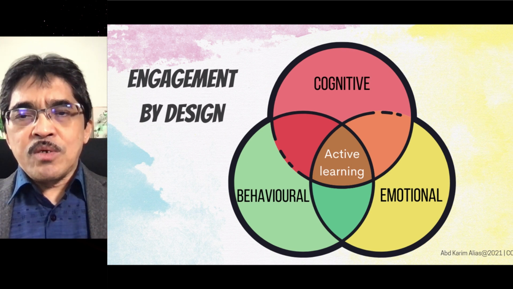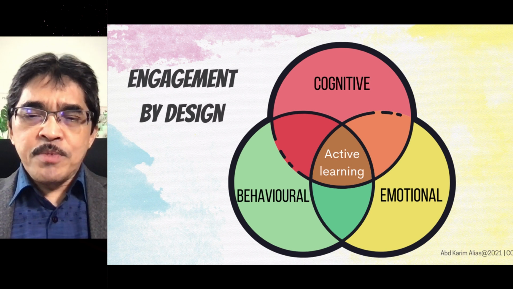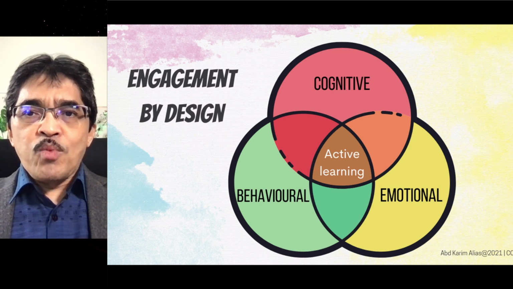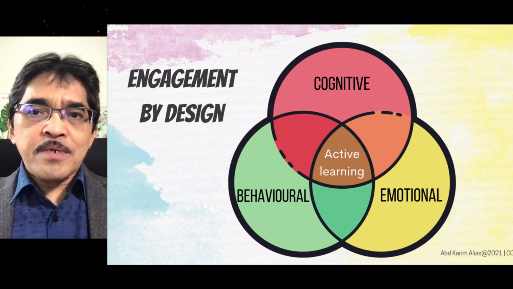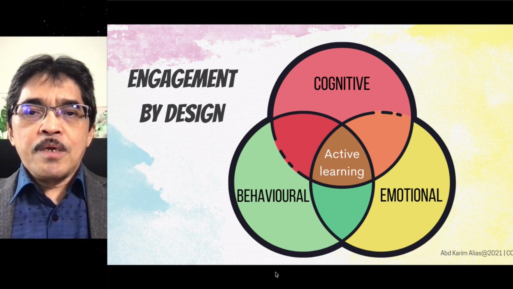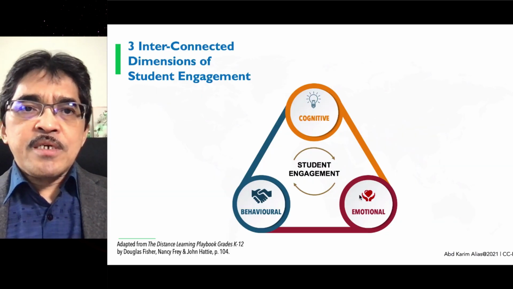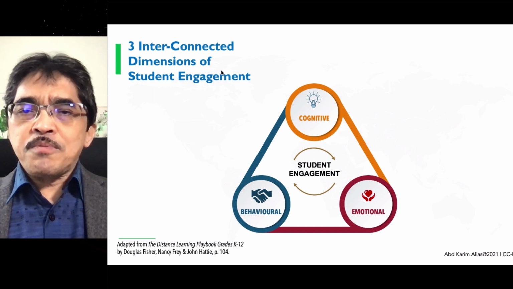The first one is behavioral engagement. The second one is called emotional engagement, and the third one is called cognitive engagement. So let's now look at these so-called three interconnected dimensions of student engagement.